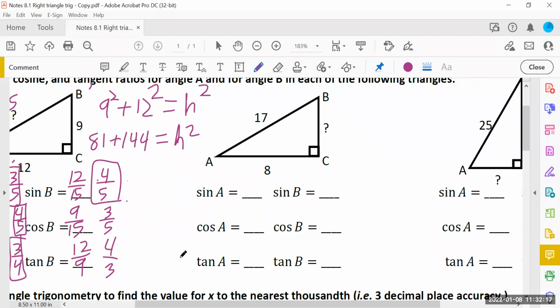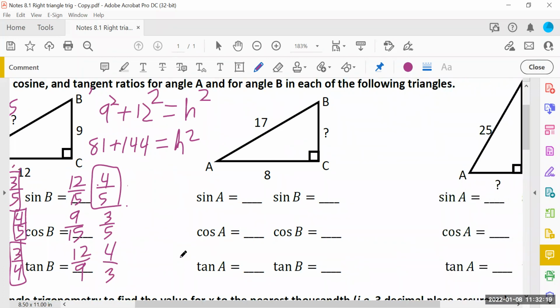So now, continuing on, when I look at the next triangle, I have the exact same thing, except now I'm missing one of the sides instead of the hypotenuse. So I'm going to set this up and say that I am looking for side A squared plus 8 squared equals 17 squared. And again, use a calculator, go ahead and do 8 times 8 is 64, A squared plus 64. 17 times 17 is going to get us 289.